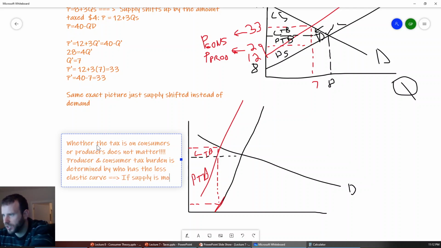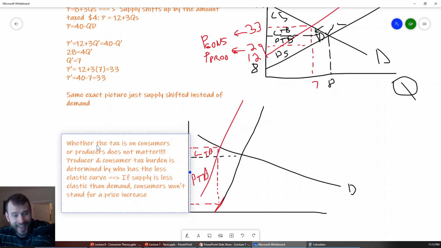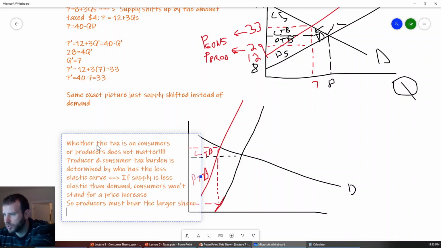If supply is less elastic than demand, consumers won't stand for a price increase, right? Because they're very price sensitive, they're very elastic, so their demand should shift in at even a small price increase. So producers must bear the larger share of the tax burden.